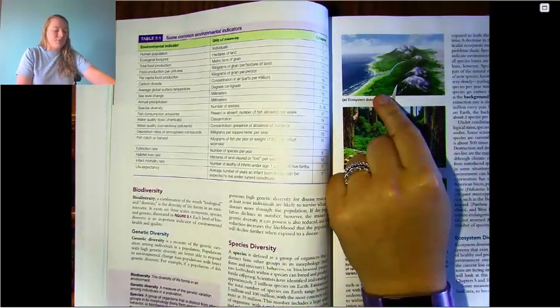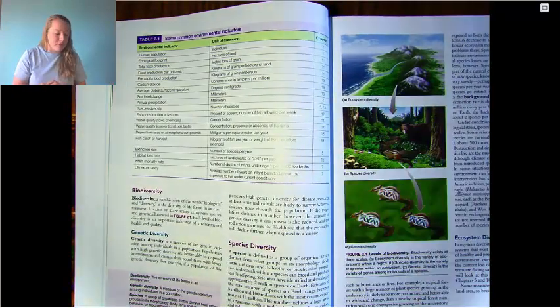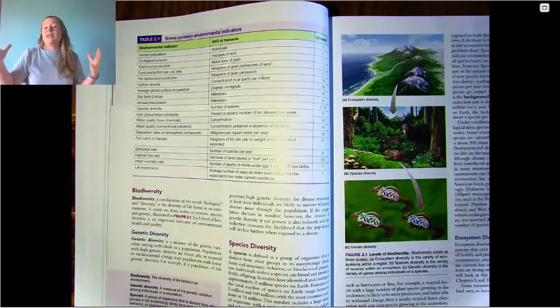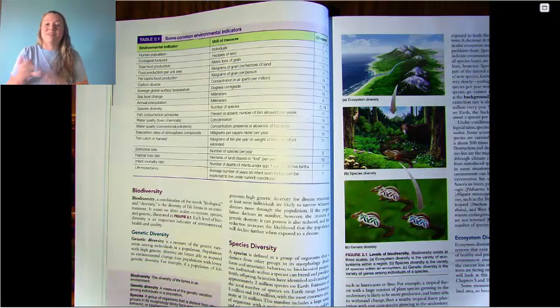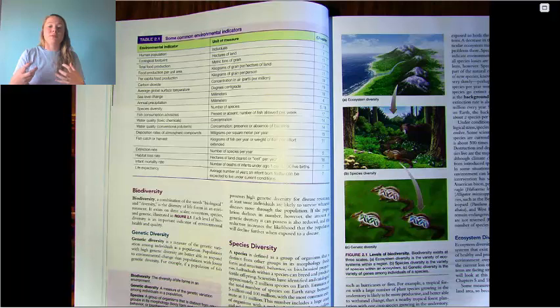But we can even go a step further and go to ecosystem diversity. That's the largest scale. So that's saying, all right, we have alpine forests, we have deserts, we have brushland and grassland, we have different zones within the aquatic systems as well. And these are all contributing to the overall biodiversity.